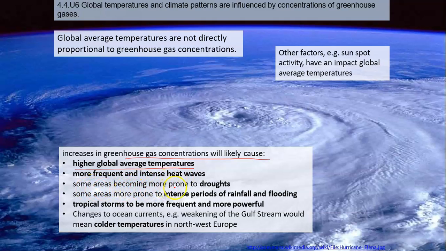Some areas becoming more prone to droughts, some areas more prone to intense periods of rainfall and flooding, tropical storms being more frequent and more powerful, and changes to ocean currents, for example, weakening of the Gulf Stream would mean colder temperatures in Northwest Europe. All these effects can be estimated and can be seen because of the global temperature changes, and these are very observable.